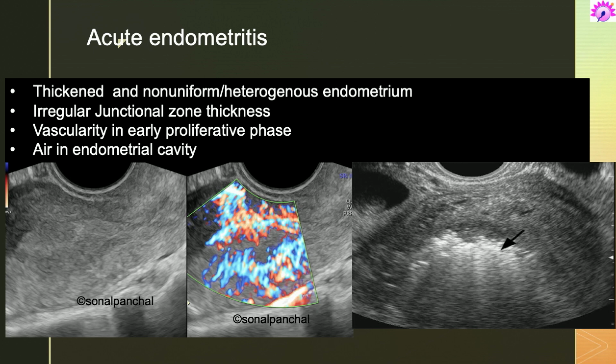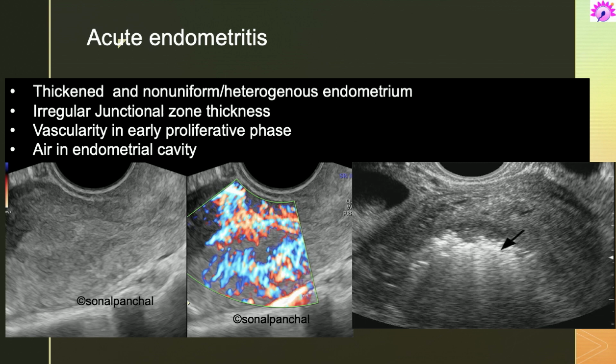The endometrium is thickened in the absence of either an early recruitment of the follicle or a residual corpus luteum, and you also see that the junctional zone is irregular. This is what tells you it is acute endometritis.